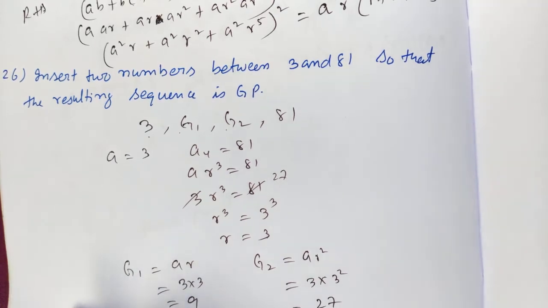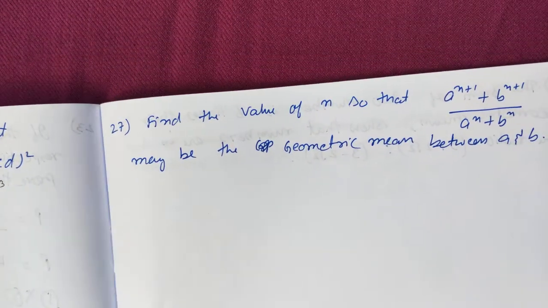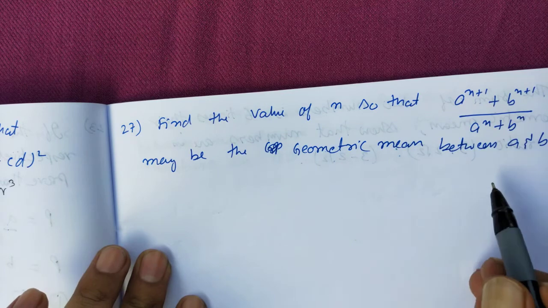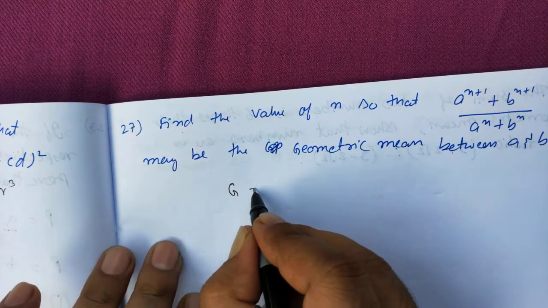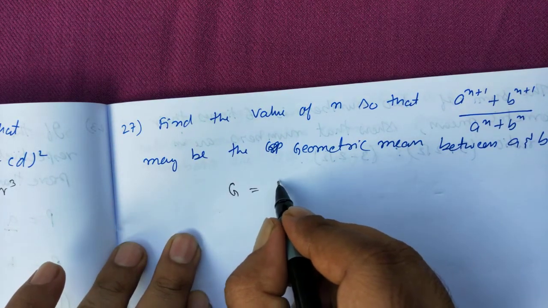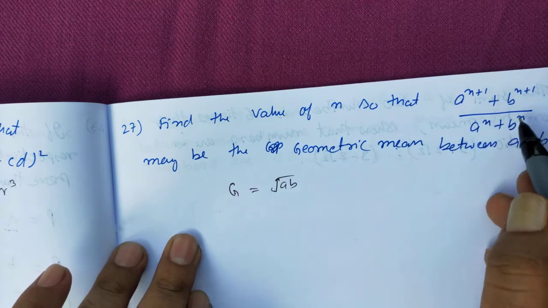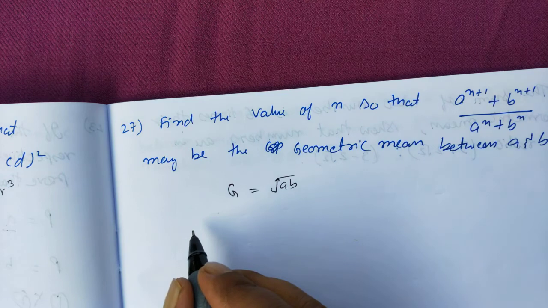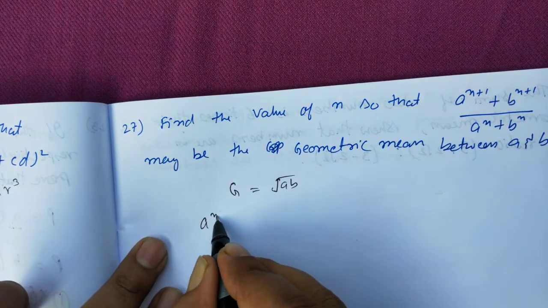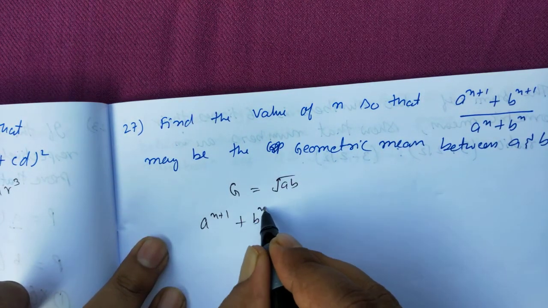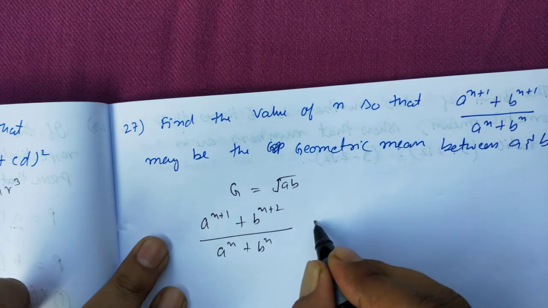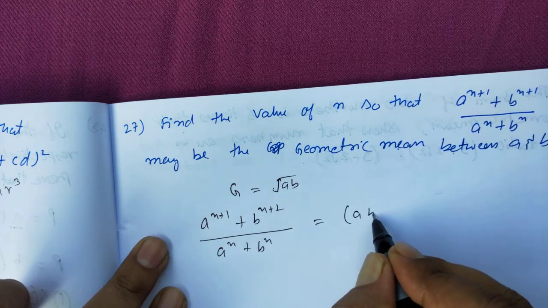Let's do question number 27. Find the value of n so that these are in geometric mean, okay? So geometric mean between A and B is root over AB, and this is nothing but root over AB. So we can write A power n plus 1, root over AB means AB power half.